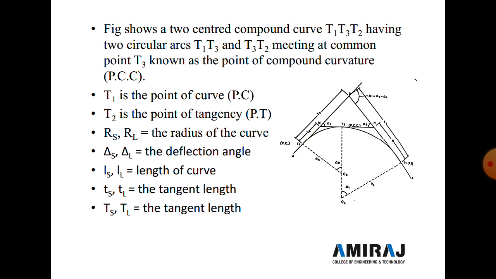RS means short radius and RL means long radius. Delta S and delta L are the deflection angles, and LS and LL are the lengths of the curves. Small ts and tl are tangent lengths, and capital TS and capital TL are also tangent lengths. This one and this one.